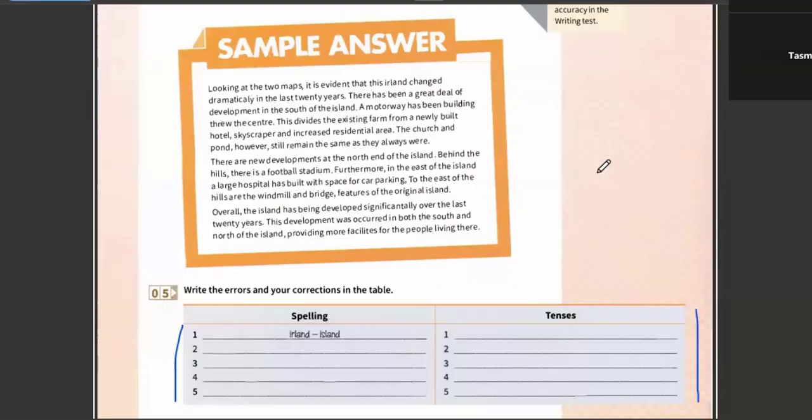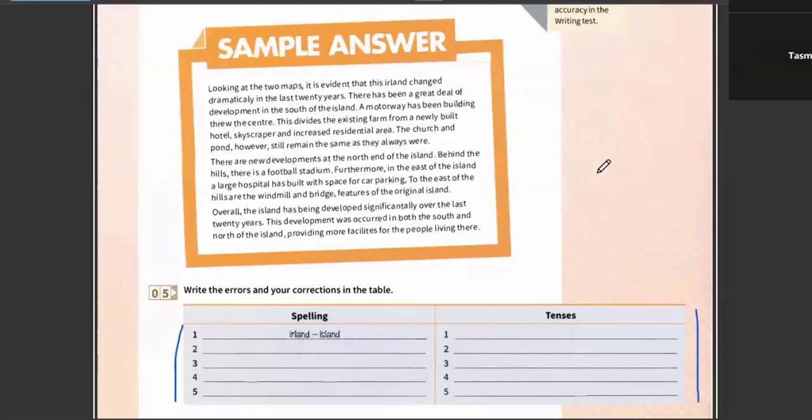There are new developments at the north end of the island. Behind the hills, there is a football stadium. Furthermore, in the east of the island, a large hospital has built with space for car parking. To the east of the hills, the windmill and bridge, features of the original island. Overall, the island has been developed significantly over the last 20 years. This development has occurred in both the south and north of the island, providing more facilities for the people living there.